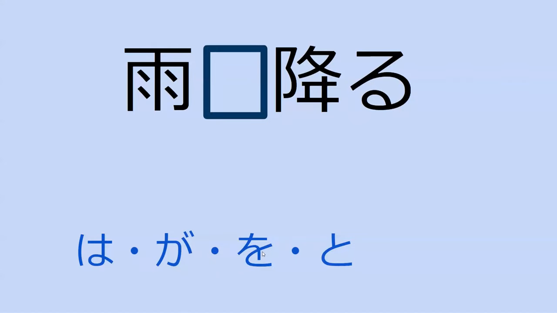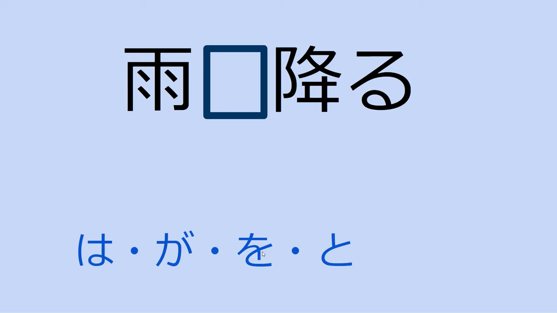So this right here is a kanji used to describe what ame does. Ame falls. This is pronounced as furu. Furu. Do you fall? Yep. Furu. How do you think we say rain falls in Japanese? Ame o furu.